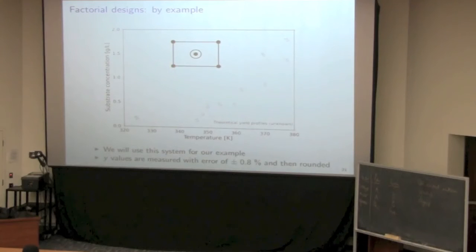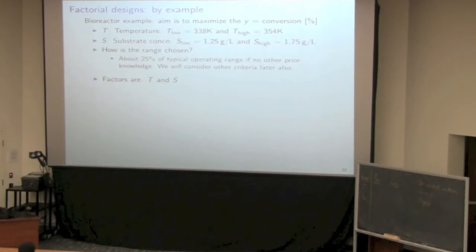We go back to the example where we're considering substrate concentration. I'm going to give that a shorthand name, S. So my vertical axis here I'm going to call S, and my horizontal axis is temperature, T. So we're considering the effect of two factors, S and T, on the yield that we get from my bioreactor. Now, what do we pick for low temperature and high temperature? Here I've got low temperature at about 338 Kelvin, and high temperature at 353. And I've chosen substrate concentration to be at 1.25 and 1.75 respectively.